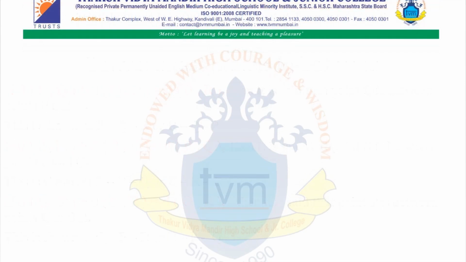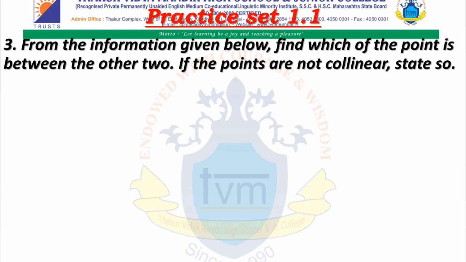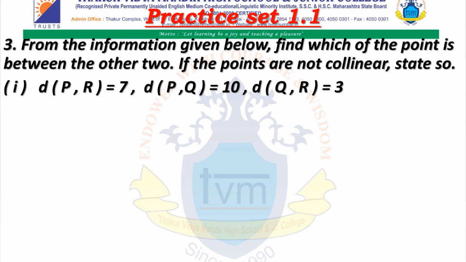Practice set 1.1. Question number 3. From the information given below, find which of the points is between the other two. If the points are not collinear, state so. Here we have sub-question 1. Distance PR equals 7, distance PQ equals 10, distance QR equals 3.